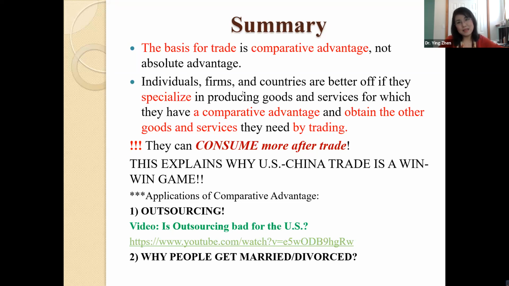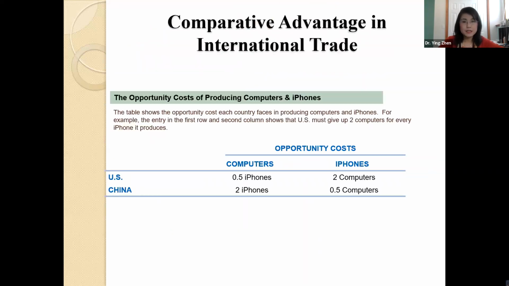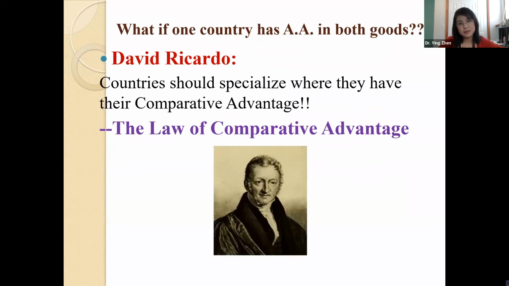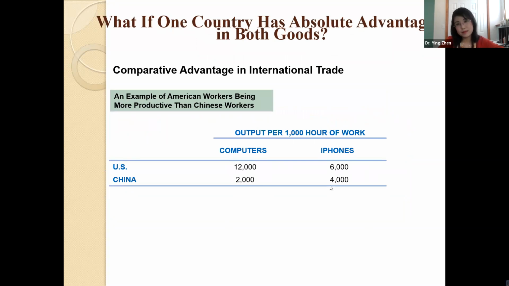So here, in summary, the basis for trade is comparative advantage, not absolute advantage, because they can consume more after trade. Also, I forgot to mention one more important point that I always emphasize to students. It's possible for one party to have an absolute advantage in producing both, such as in this example, but it's impossible for one party to have a comparative advantage in producing both.